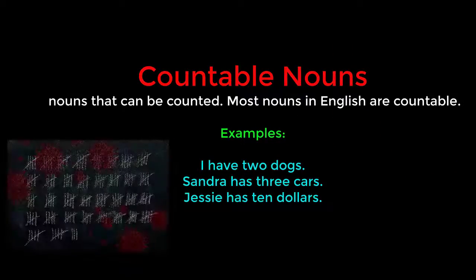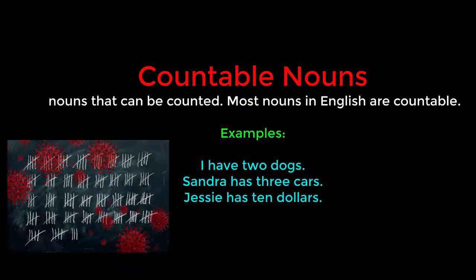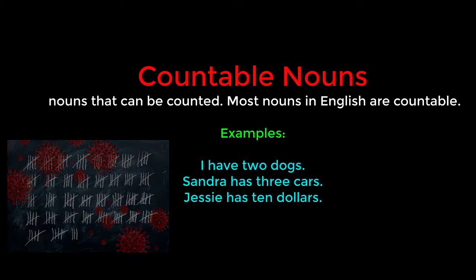Countable nouns. It's a group of nouns that can be counted. Most nouns in English are countable. Example: I have 2 dogs. Sandra has 3 cars. Jesse has $10.